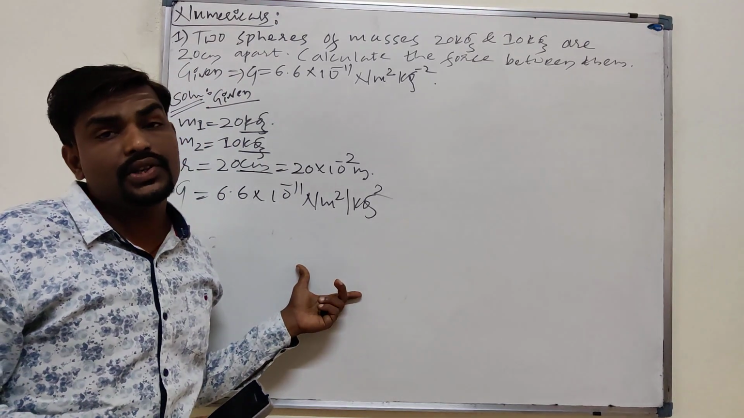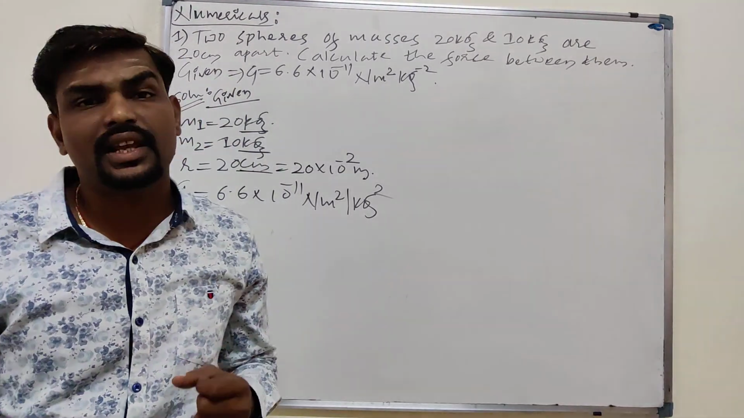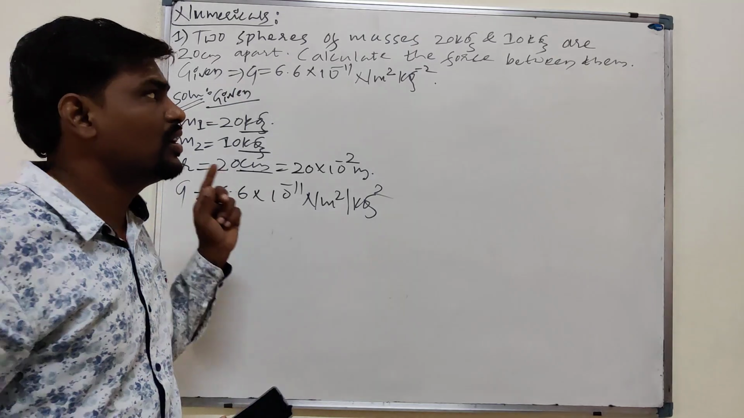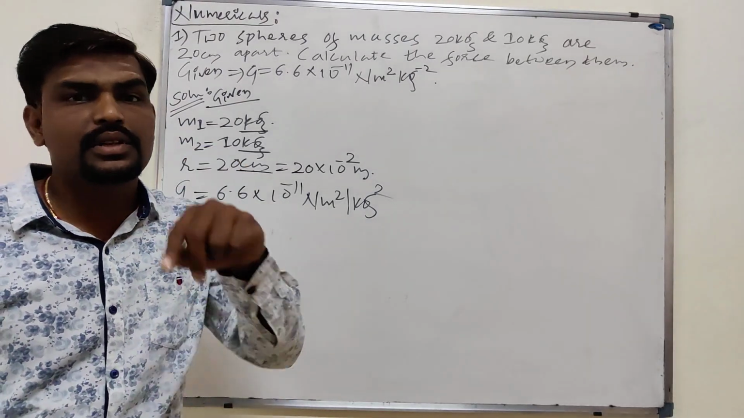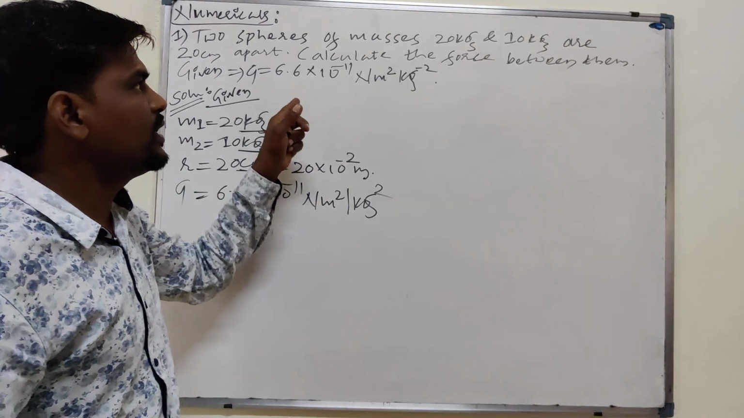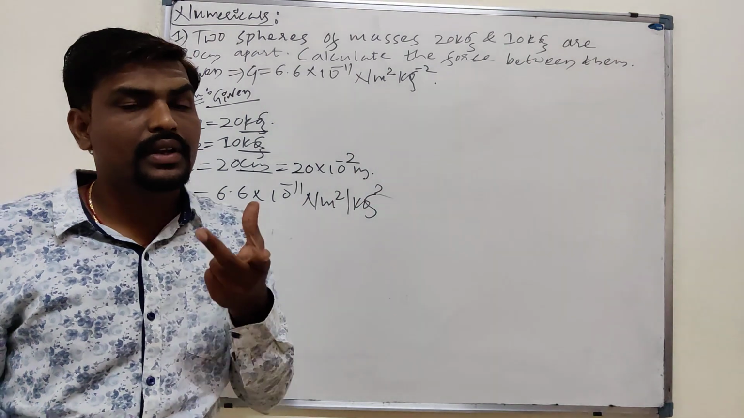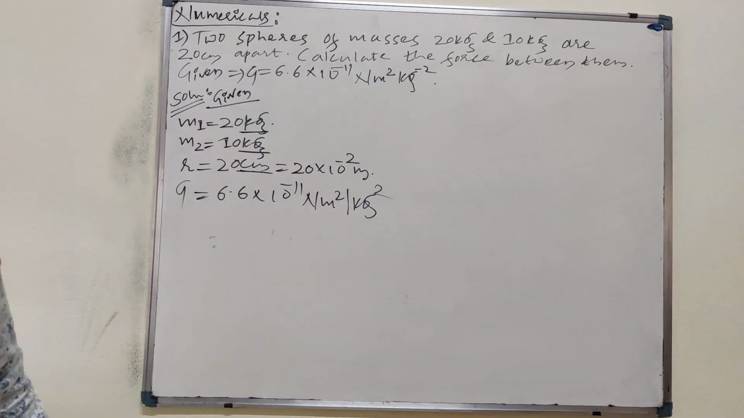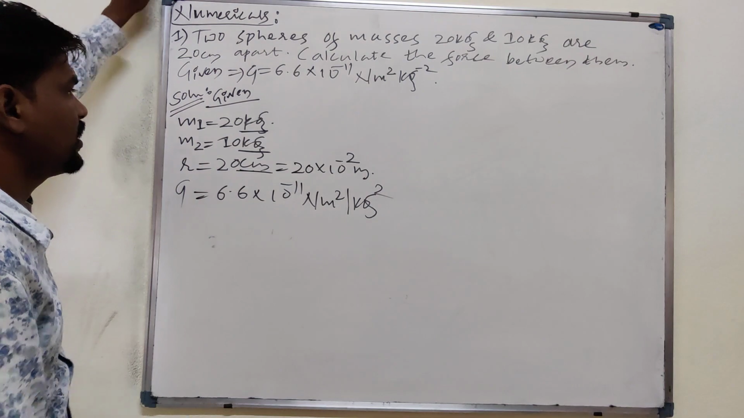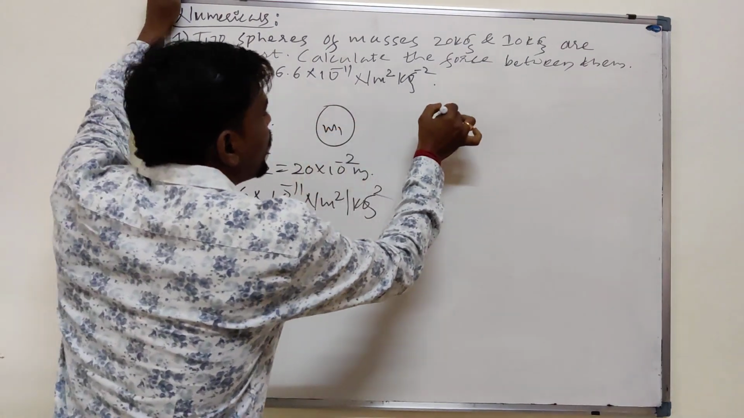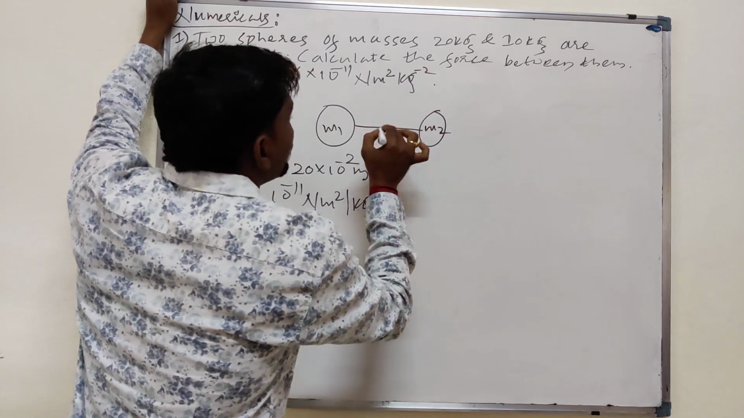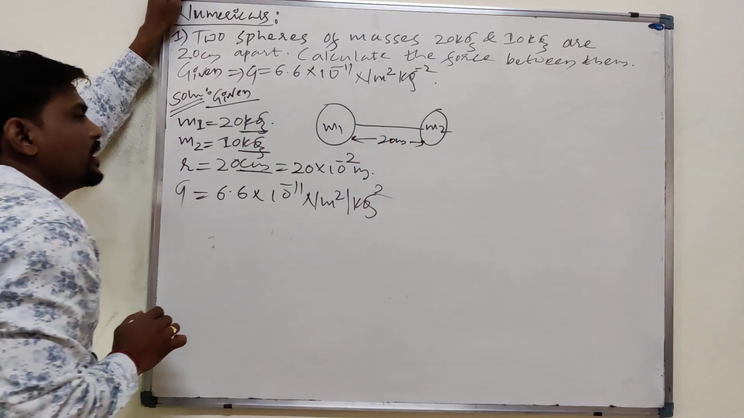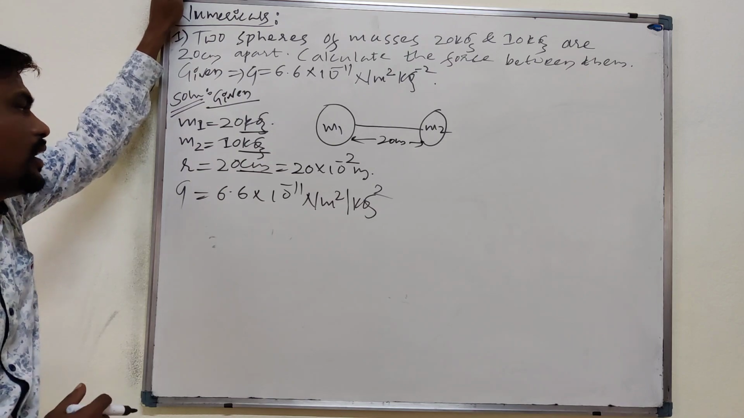So now, the gravitational force we have studied. The force of attraction is proportional to the product of two masses, and inversely proportional to the square of the distance between them. It is called the gravitational force, happening between two masses, and it is always an attractive force. So now we need to consider M1, M2, and the distance r is 20 centimeters.